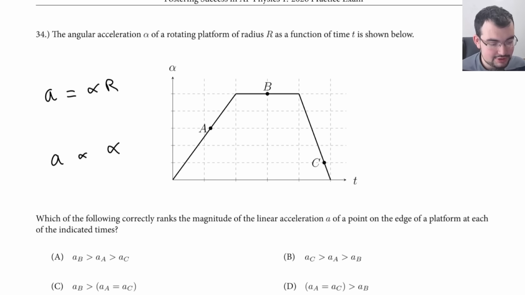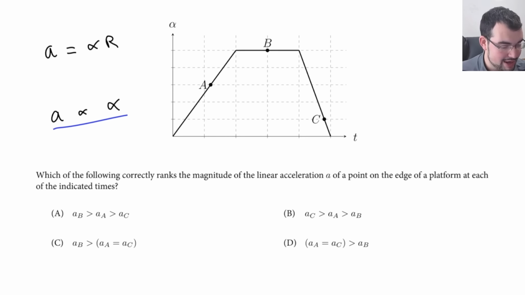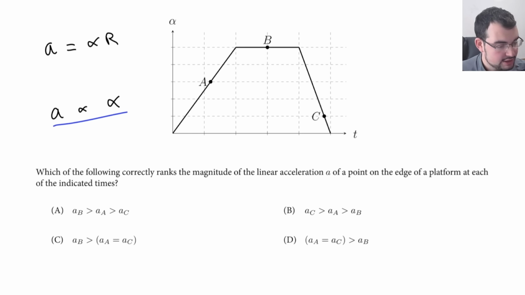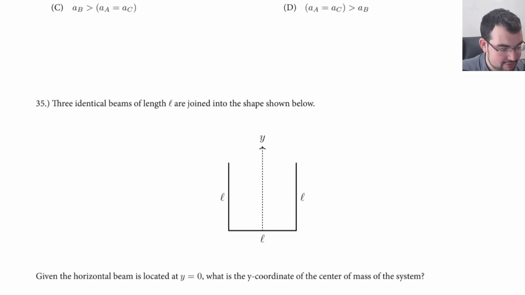Oh, that's an interesting looking thing. My proportional symbol looks like my alpha. So we're literally just ranking the height, because if your angular acceleration is greater, your linear acceleration is greater. So B, A, C. 1 star for that because it's just reading a graph.